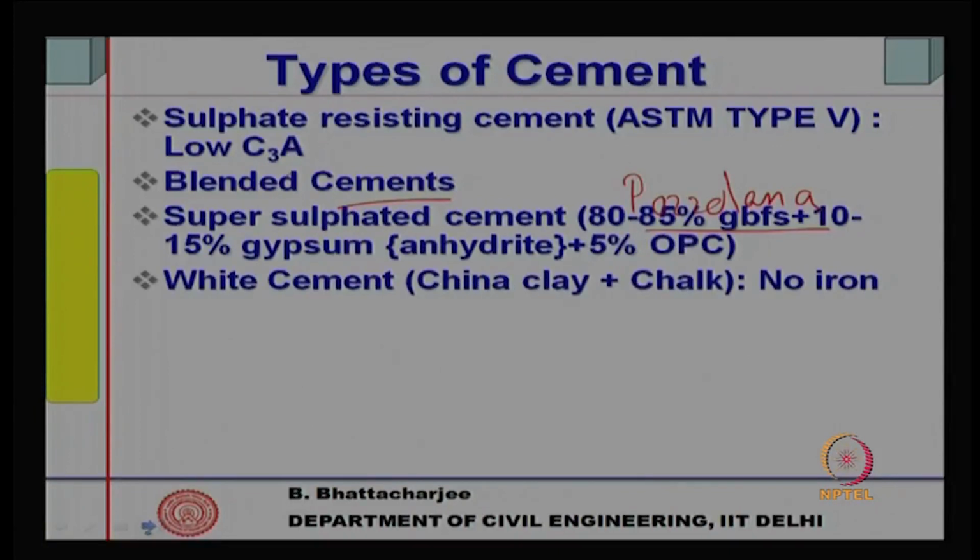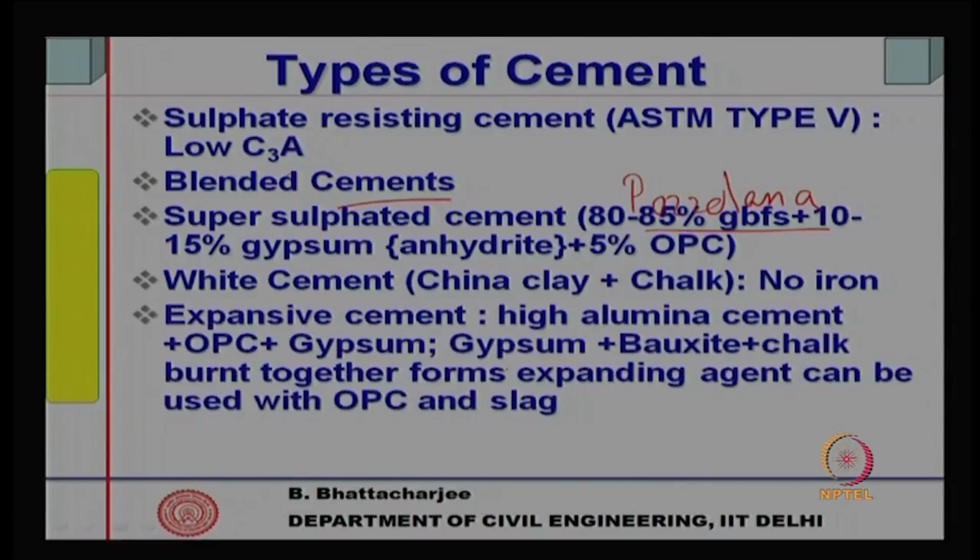So, before that, just expansive cement, let us cover it up fully. High alumina cement with OPC and gypsum, because you see ettringite formation would occur with high alumina cement and gypsum, and this ettringite occupies more volume than the original reactant, therefore, it causes expansion. So, the expansive effect of high alumina cement together with OPC and gypsum is used in expansive cement.